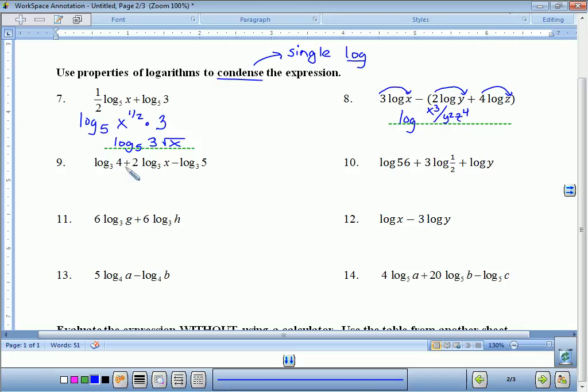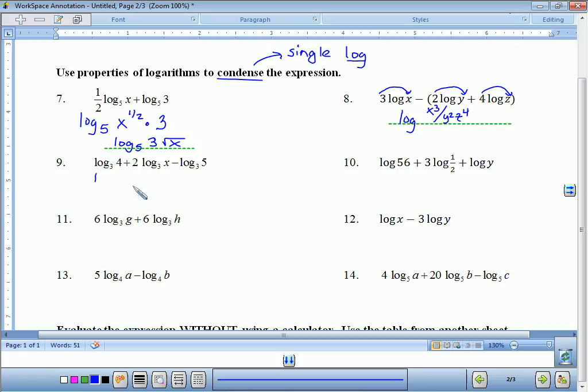All right. James, how do we rewrite addition? Addition, when we're condensing it back, becomes, is it multiplication, division, or powers? Multiplication. Right. So addition becomes multiplication.